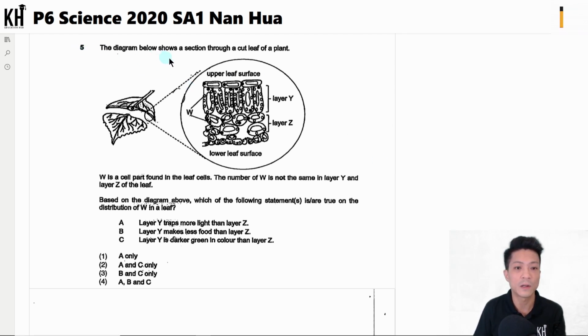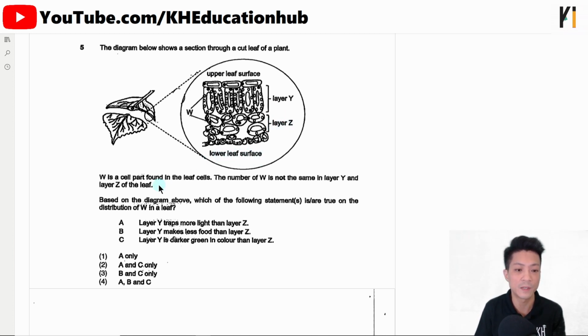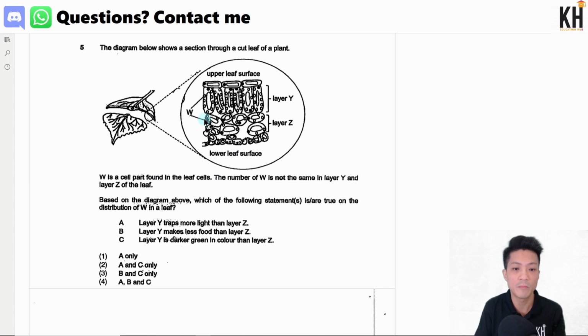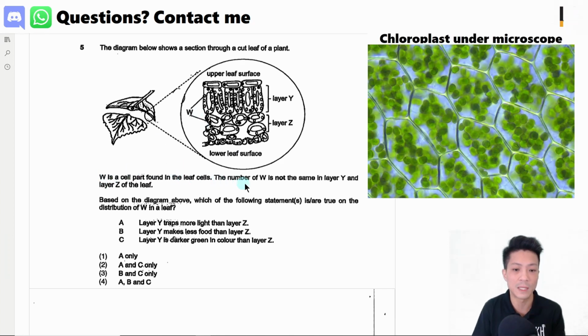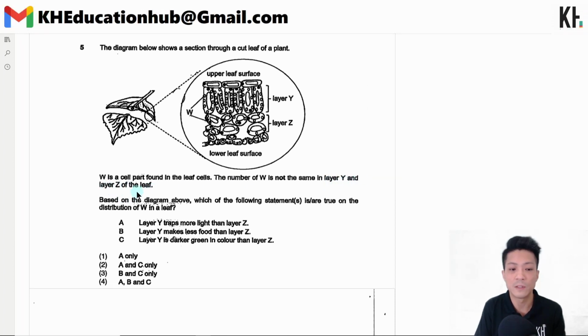Question 5. The diagram below shows a section through a cut leaf of a plant. So the diagram shows the cross section of the leaf with the upper leaf surface, layer Y and layer Z, and the lower leaf surface. W is a cell part found in the cells of the leaves. I think by now you should realize W is the chloroplast. The number of W is not the same in layer Y and layer Z of the leaf.